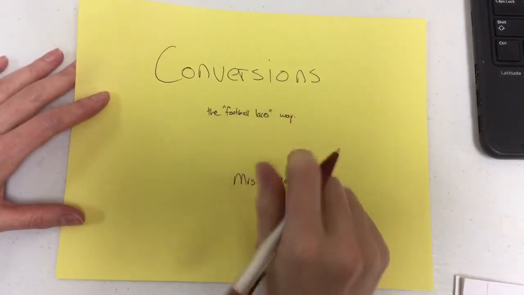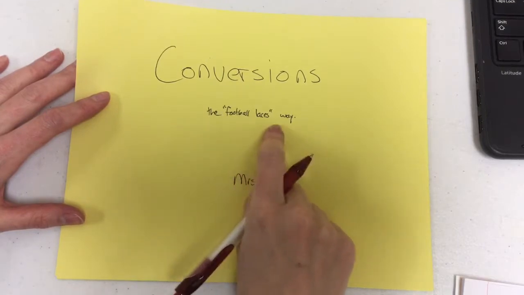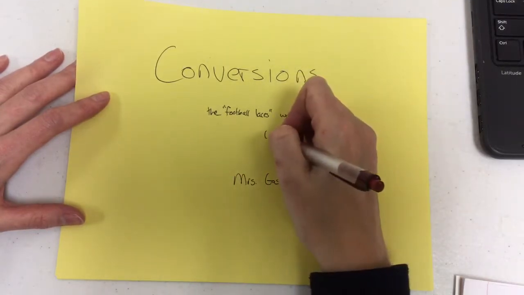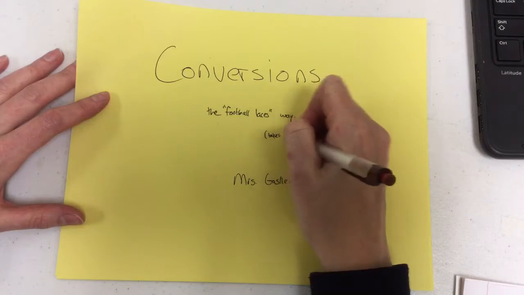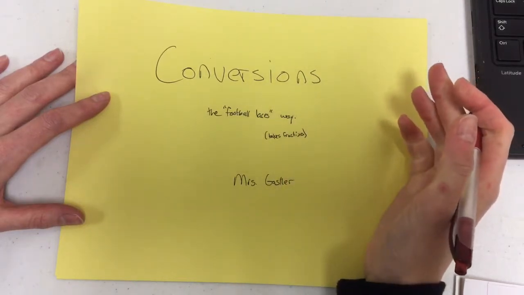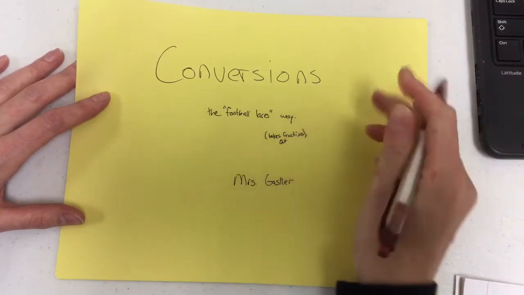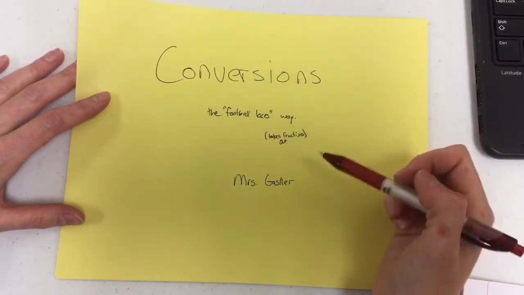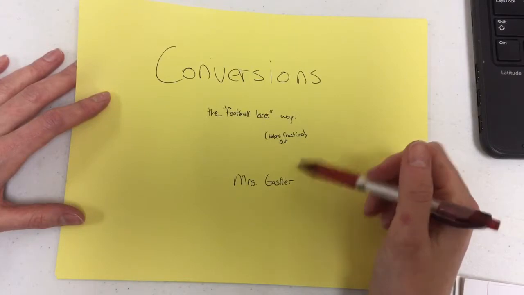Okay, so we're doing conversions, and I call it the football laces way, and I call it that because it takes the fractions sort of out, but they're still there. It's mathematically the same, but if you have any kind of math phobia and you don't like fractions, then this is the way to go.